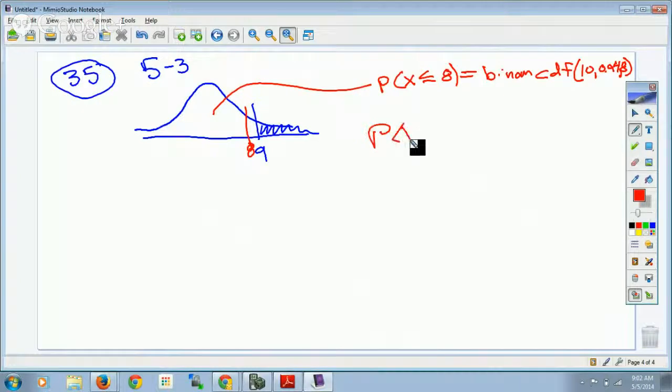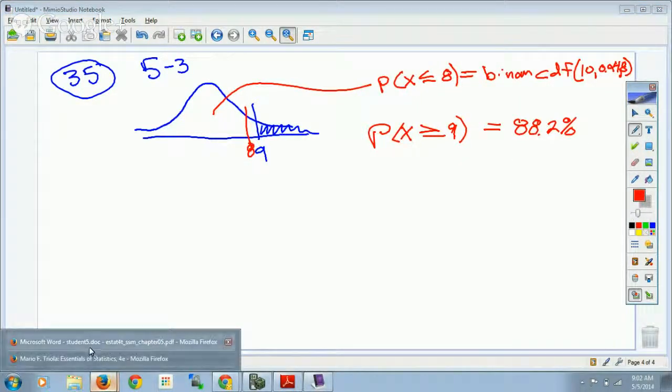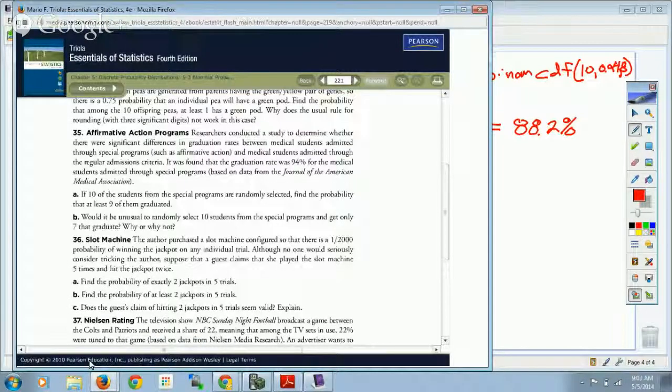So the probability that x is greater than or equal to 9, so at least 9, is 88.2%. Very high probability. And the question, let's go back. We want to find the probability that at least 9 of them graduate. Okay, so at least 9 out of the 10 graduate, that's an 88.2% chance if there's a 94% chance that any one of them will graduate.